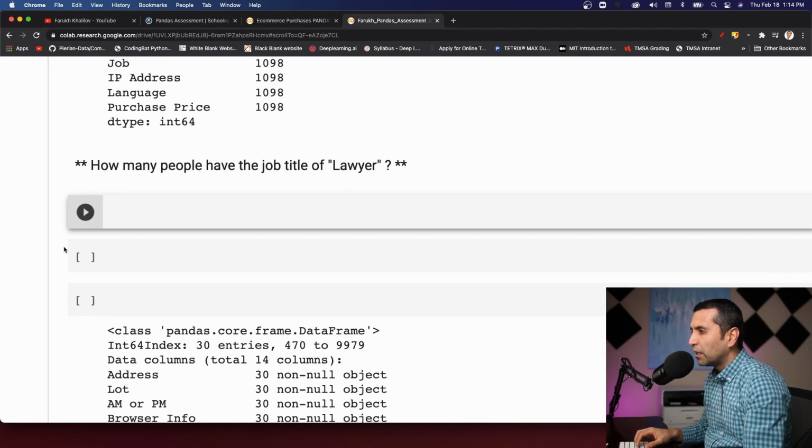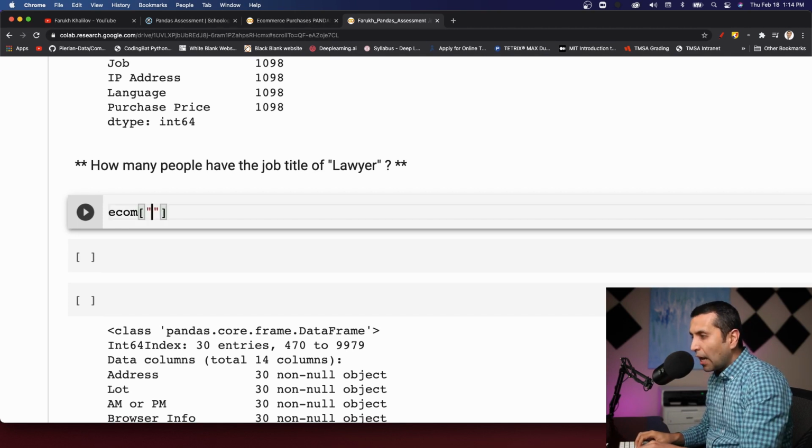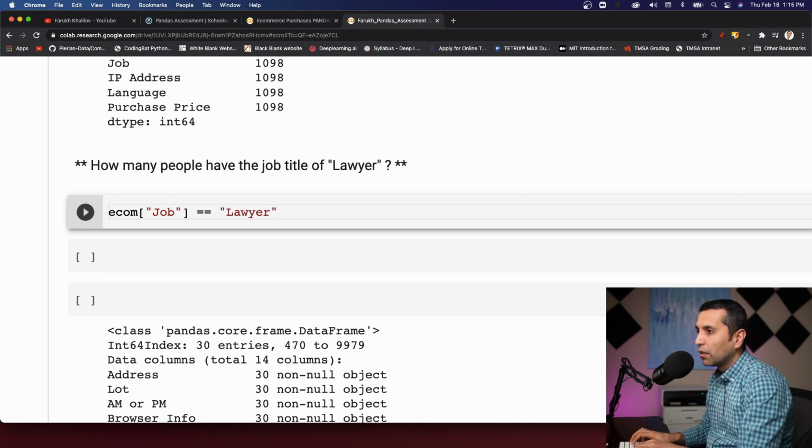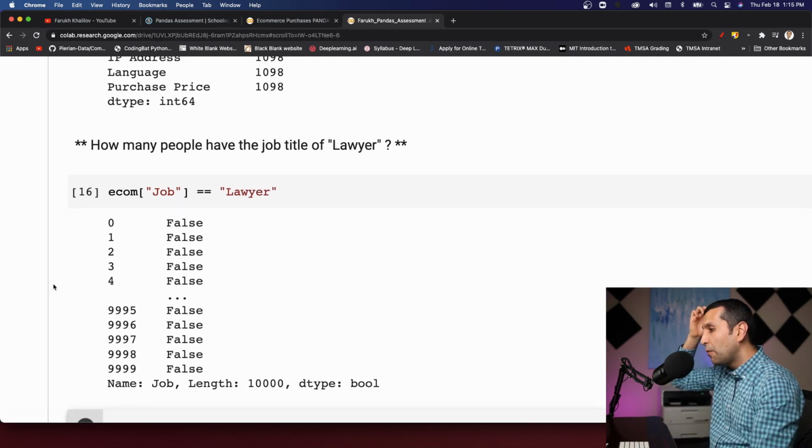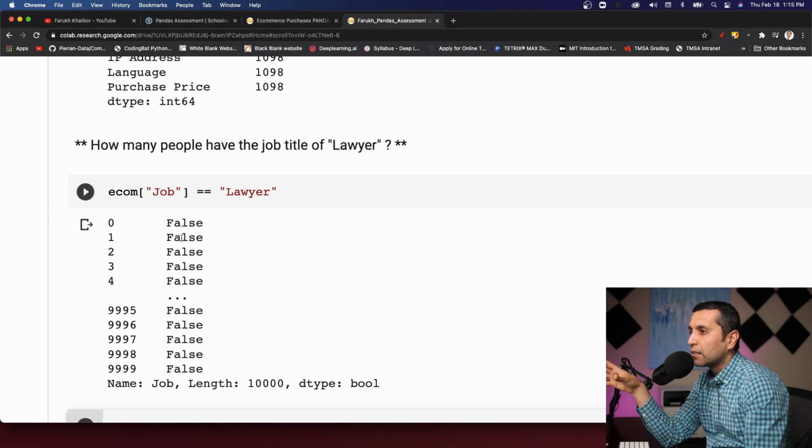Let me just zoom in a little bit. What I can say is, from my ecom, that is my data frame, I want to pull out the job, the column job, which is equal to lawyer. Let me run it. Now it gives me a boolean again. So that is false, that is false, and some of them are true.